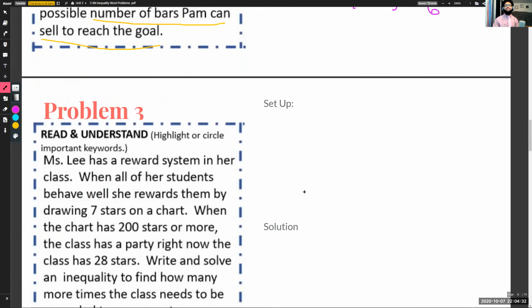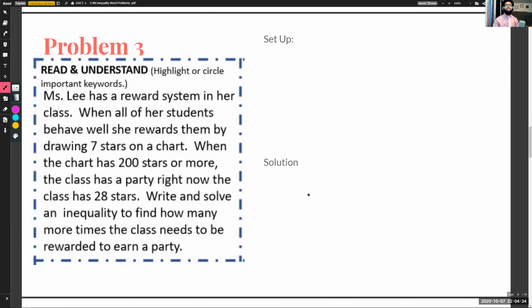All right, let's look at number 3. Number 3 says, Miss Lee has a reward system in her class. When all of her students behave well, she rewards them by drawing 7 stars on the chart. When the chart has 200 stars or more, the class has a party. Right now, the class has 28 stars. Write and solve an inequality to find how many more times the class needs to be rewarded to earn a party.